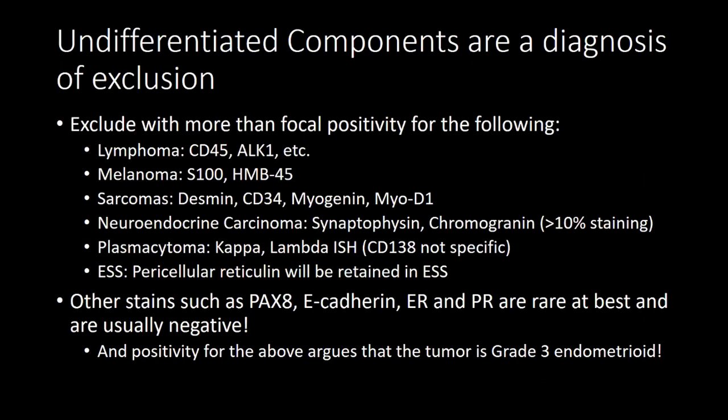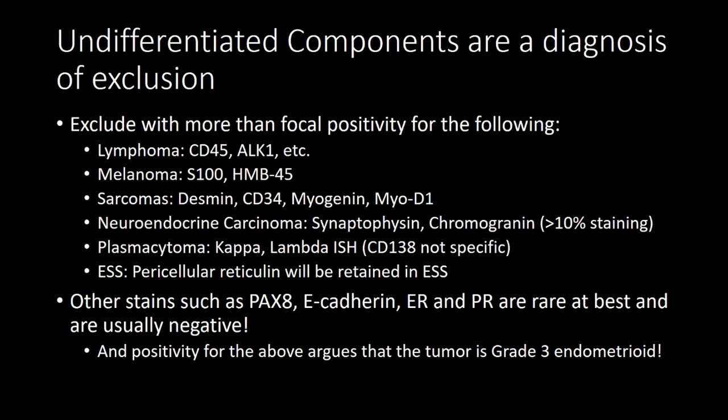And so there's a huge staining panel that you could probably get into and probably will get into in one of these cases, and know that most of them are going to come back negative. Now, some of the most important stains are going to be the ones that are traditionally positive in endometrial carcinomas. That's going to be stains like PAX8, E-cadherin, ER-PR. If you start to get positivity for those stains, then you should really reconsider your diagnosis of an undifferentiated component.